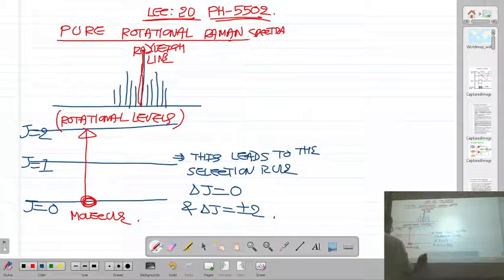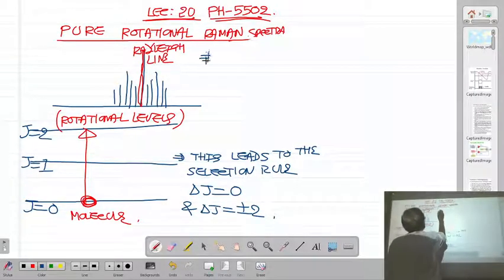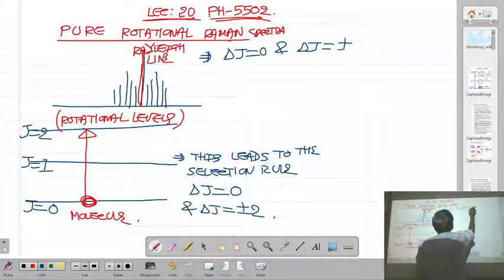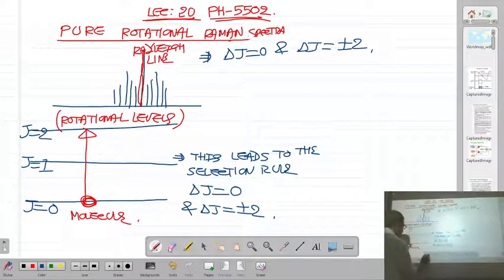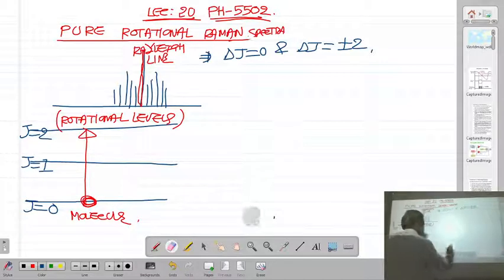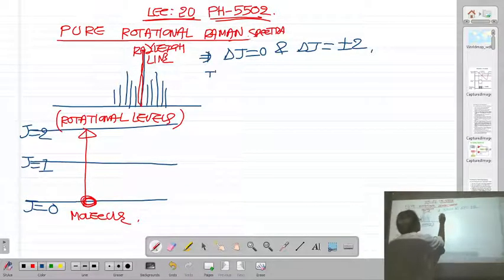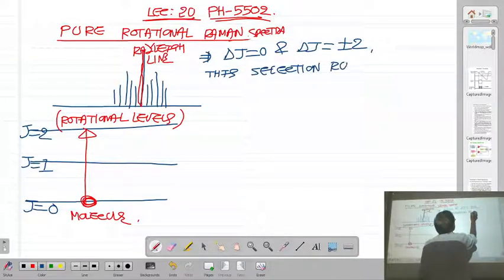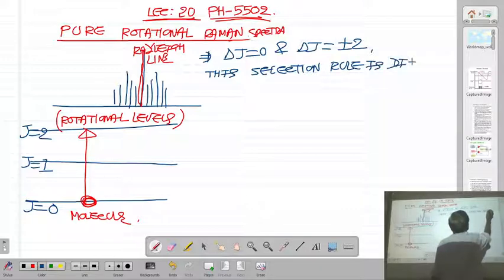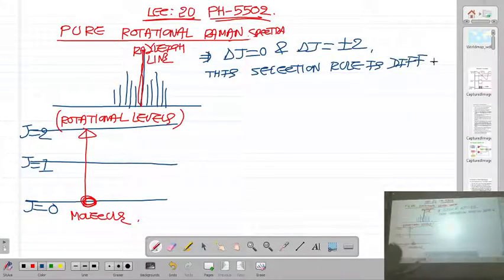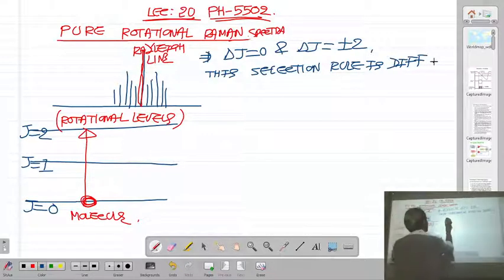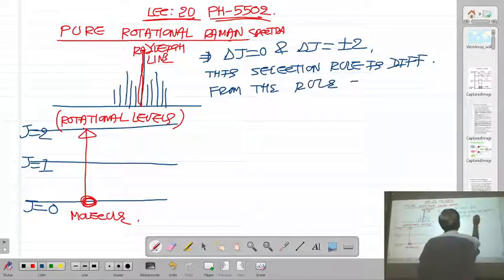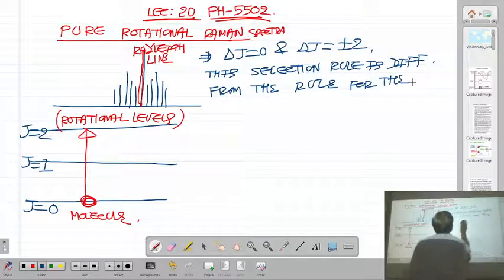We mention here: delta J is equal to 0 and delta J is equal to plus or minus 2. This selection rule is different from the rule for the far infrared spectrum.